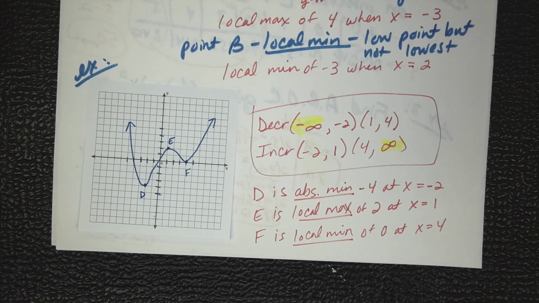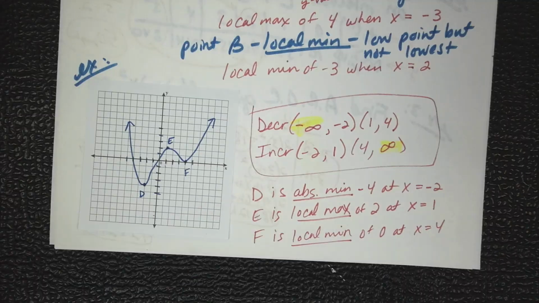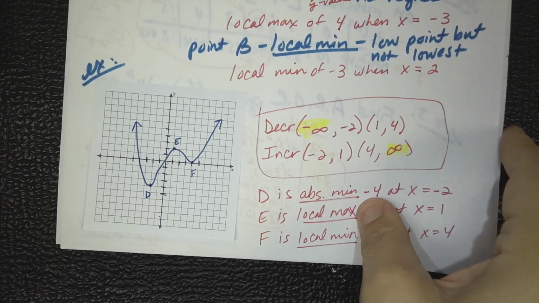Can there be several local mins? There could be several local mins. You can have the same local min at different points. Does that make sense? Because your min is the y value. You could have one at x equals negative 2 and one at x equals 5. Oh, yes, I'm sorry. I'm thinking absolute. I'm thinking of a W. Yes. Good point.